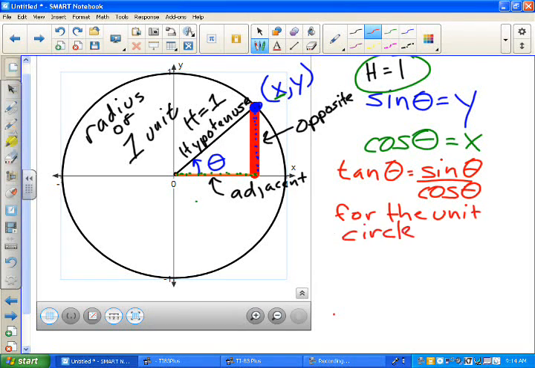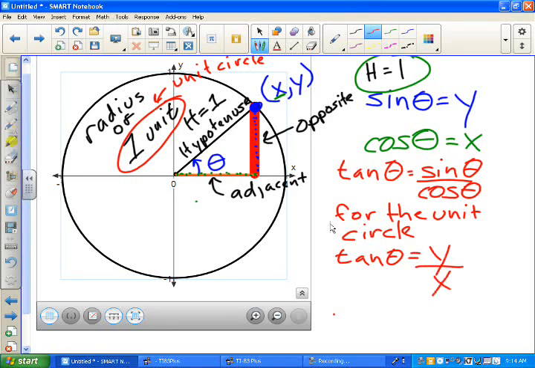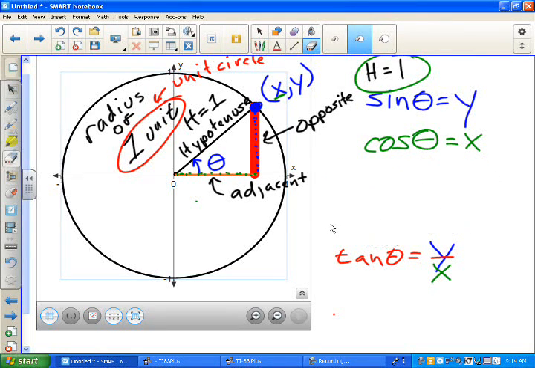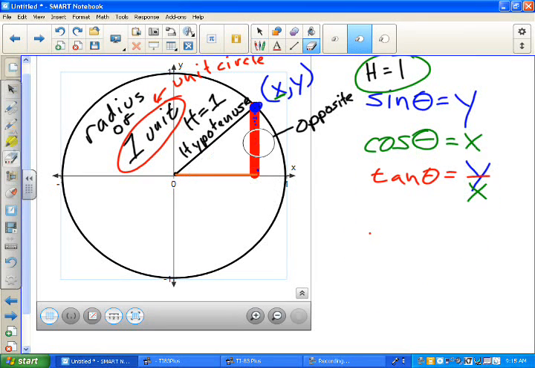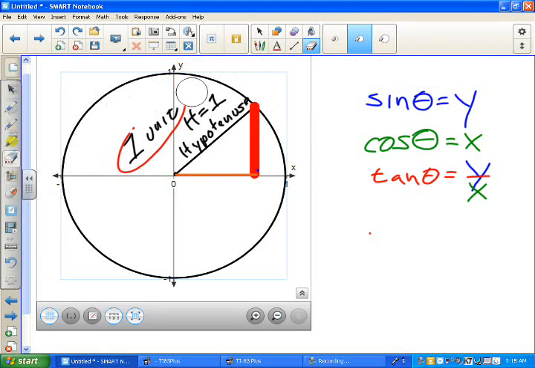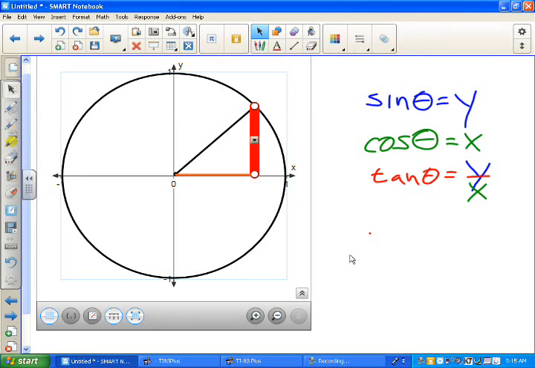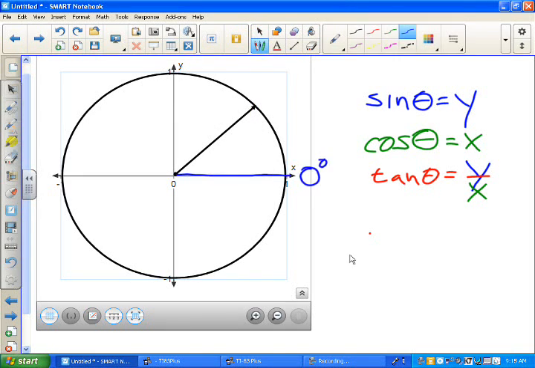Remembering that tangent is sine of theta over cosine of theta, that's going to yield sine of theta, which is y, over cosine of theta, which is x. So tangent would actually be y over x of any point on the circle. Let's do some practical examples of this on the unit circle.